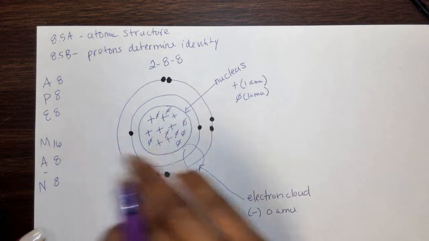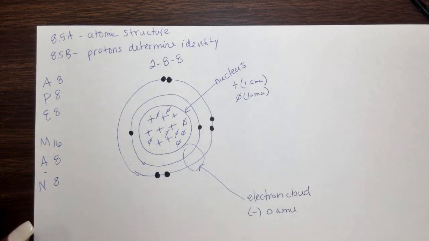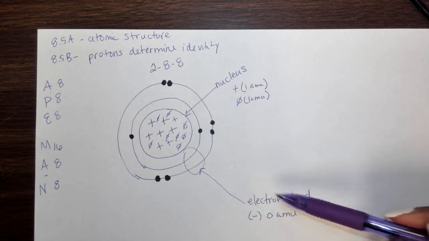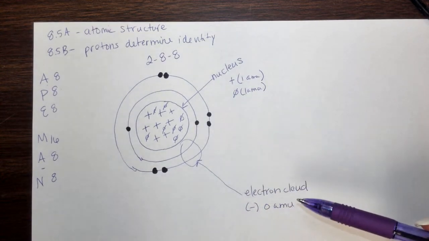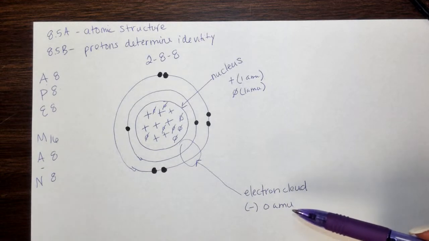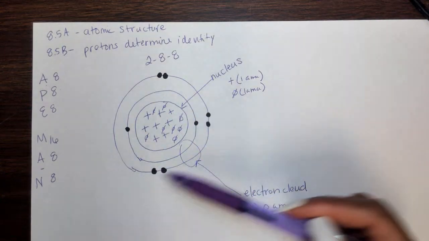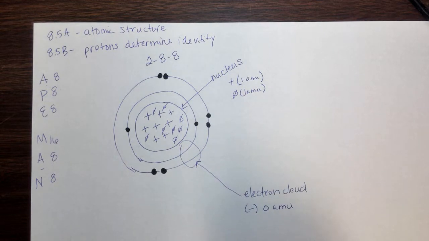They don't have any mass. They float around in this open space. Alright. So this is the electron cloud. Of course, again, I'm sorry I had to pause the video. It has a mass of 0 atomic mass units. And they are located in this cloud, again, if I didn't say that. So this is the atomic structure.